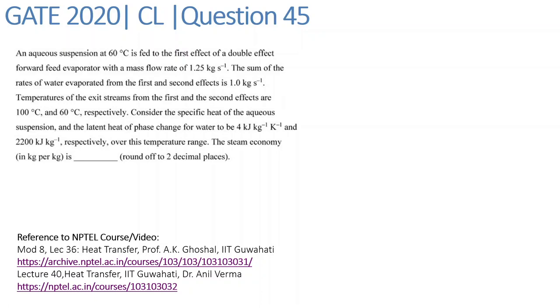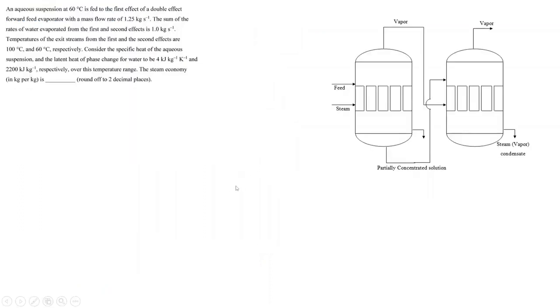So in this question, we have been given a double effect forward feed evaporator and we have been asked to find the steam economy. In general, any double effect evaporator is given by this general schematic. We have this feed, which is basically an aqueous solution that needs to be concentrated, and we provide steam as a heating medium, which is used to evaporate the solvent or water present in the feed to concentrate it.